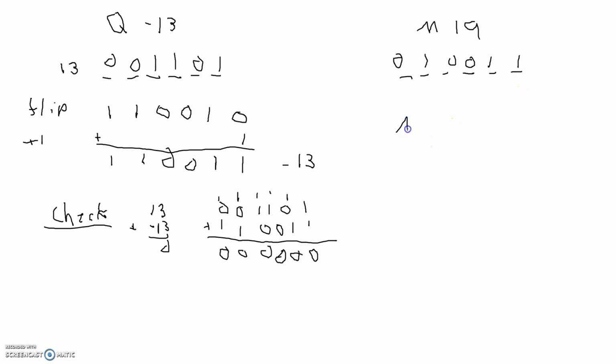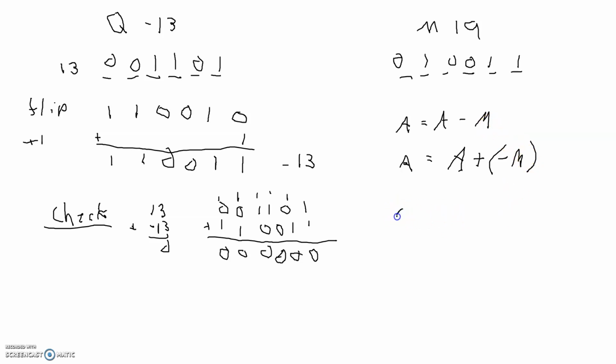minus M. Well, instead of having to subtract this here, which is the M, we actually can do it as A equals A plus negative M. So if we actually come up with the 2's complement of 19, then later when we need to subtract M, we can then add the negative M.